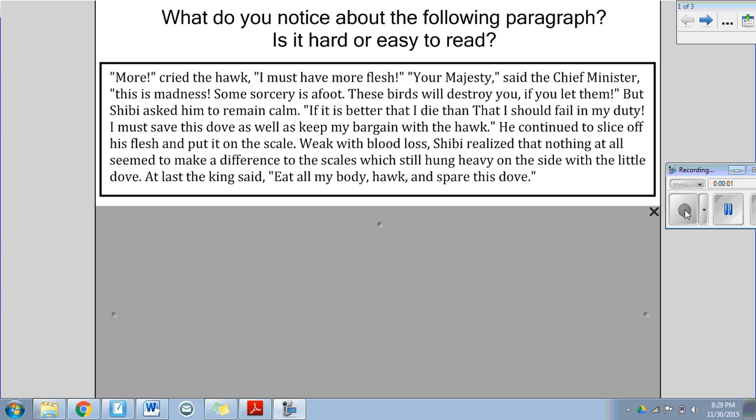As I read this paragraph, I'd like for you to think about what you notice. Is it easy or hard to read? Is it easy or hard to understand? Does the formatting look weird to you?